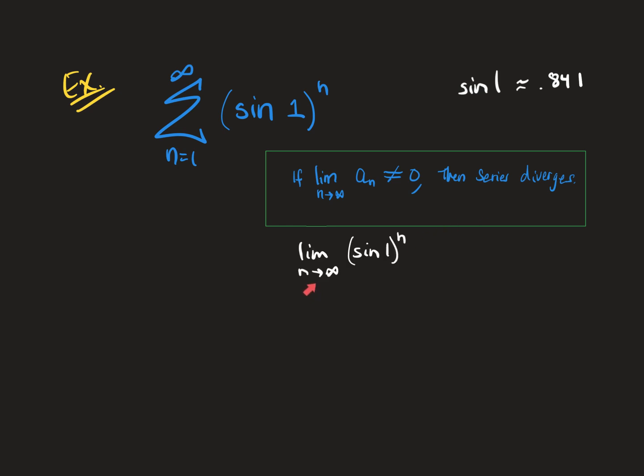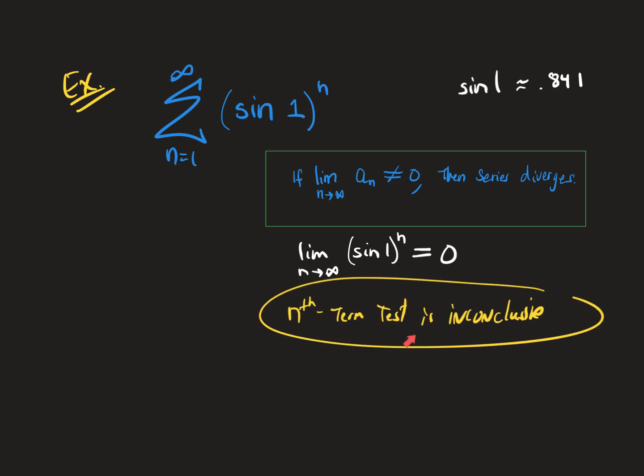Here we go. As n approaches infinity, the a sub n terms are 0.84 to the 1 power. Well, that gets smaller and smaller and smaller. That's equal to 0. Our conclusion: we can't make any conclusion. This tells us nothing about when the terms converge to 0. All it tells us is if they don't converge to 0, the series diverges. So the nth term test is inconclusive. We got nothing, so we don't have an answer to this series.